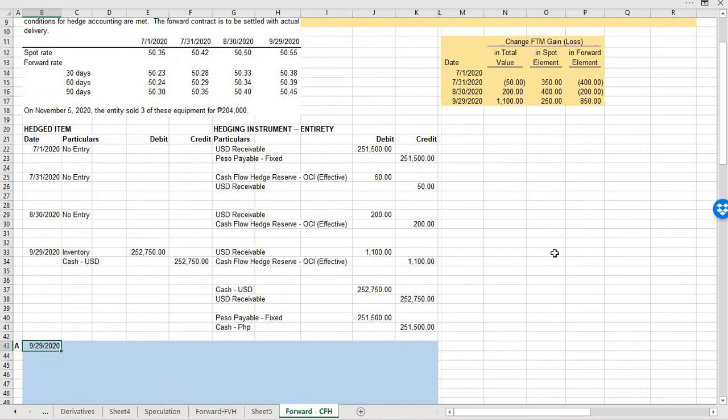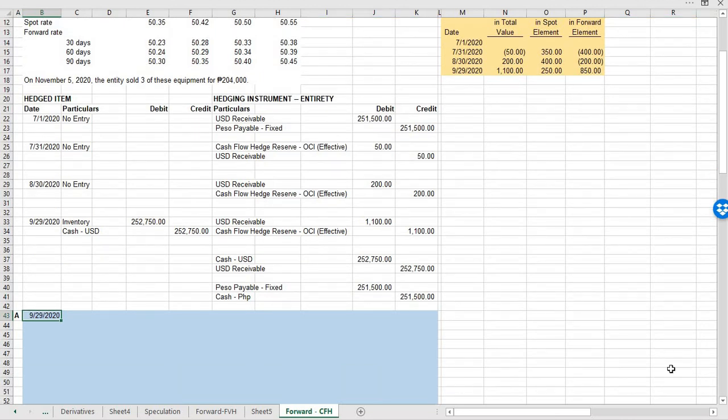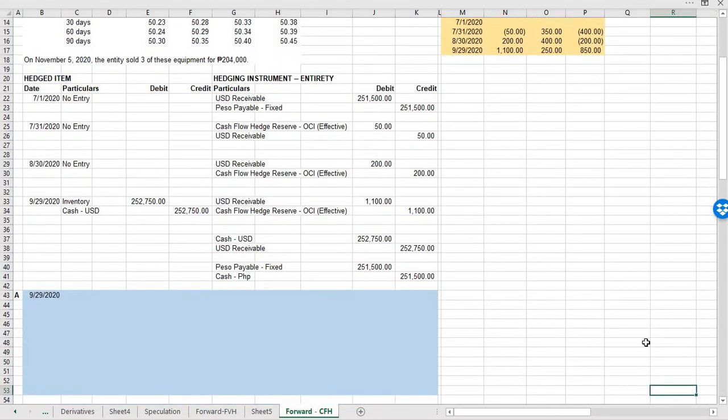Or, kung di kayo sure, pwede nyo namang computin. So, ito ay debit na 50, credit na 200, at credit na 1,100. So, tayo ay may 1,250 na credit balance sa cash flow hedge reserve. At yon ang ating ipang-adjust sa ating inventory. So, simulan natin. Ang entrada natin is debit tayo ng cash flow hedge reserve kasi nga siya ay may credit balance. So, para i-close siya, dapat debit at 1,250 pesos. At credit, inventory, 1,250. So, after nyan, ang inventaryo natin ay hindi na 252,750.